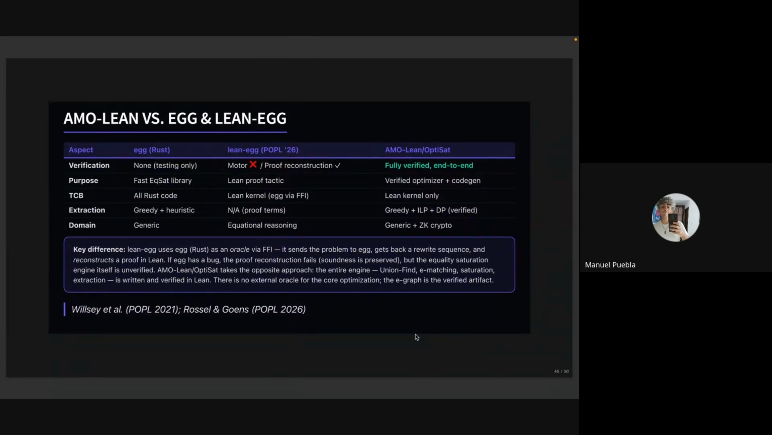So how does AMO-Lean compare to other equality saturation engines that are already out there? Well, the reference for everybody is egg. That's done in Rust. It's very fast, but it has no verification. And that's the thing that we want to have. It's all Rust code, and it only uses heuristics and greedy extraction. It's generic enough to be applied to many places, but we're interested in verification.